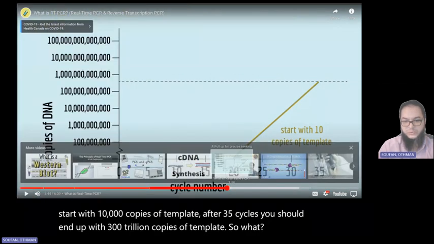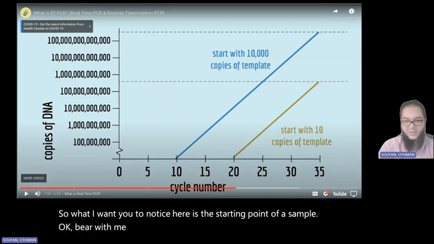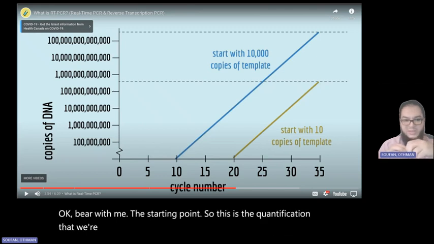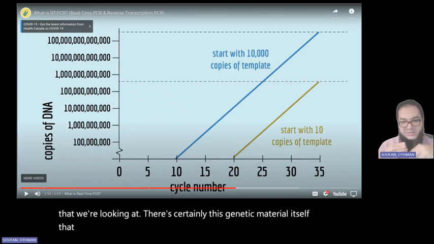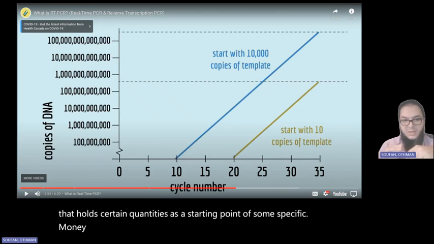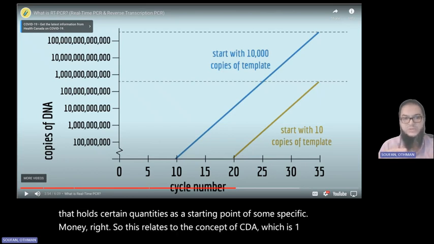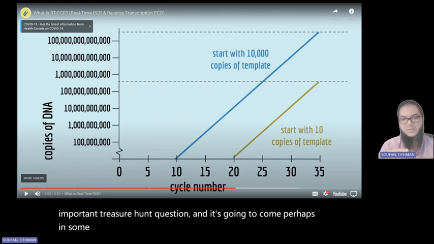So what I want you to notice here is the starting point of a sample. Okay, bear with me. The starting point. So this is the quantification that we're looking at. There's certainly this genetic material itself that holds certain quantities as a starting point of some specific mRNA, right? So this relates to the concept of cDNA, which is one very important treasure hunt question, and it's going to come perhaps in some review later on. What is cDNA?